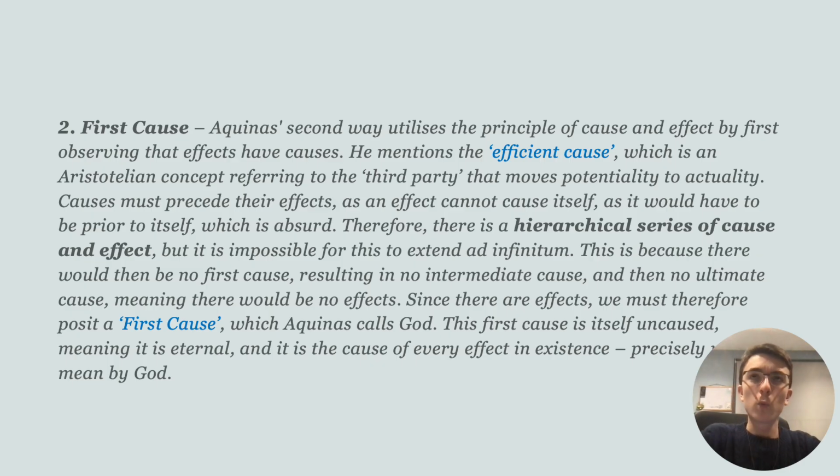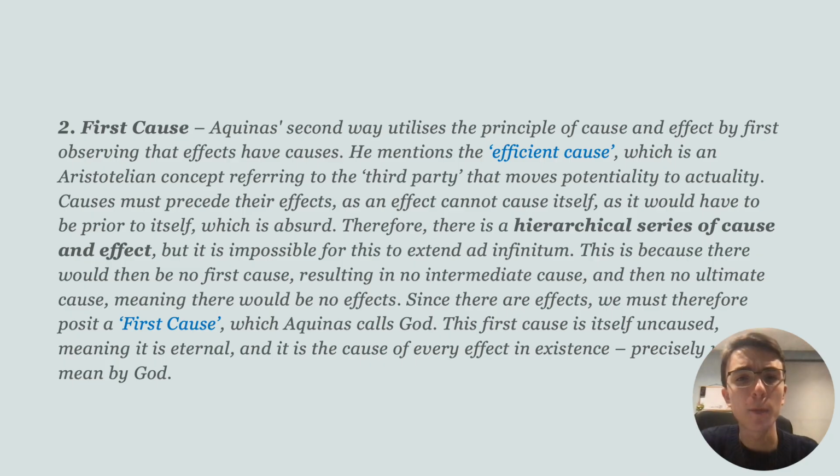So what characteristics would that first cause have? Well, if it's what sets off the chain, it has to be uncaused, right? Everything else is caused after that first cause, but it itself has to be self-caused. It can't be caused by something else, because again, you can't go into infinity. If it's uncaused, that means it's eternal. It's always existed. It didn't come into being at one point. And it's also the ground of everything else in existence. It causes everything to be. And this is precisely what we mean by God for Aquinas.